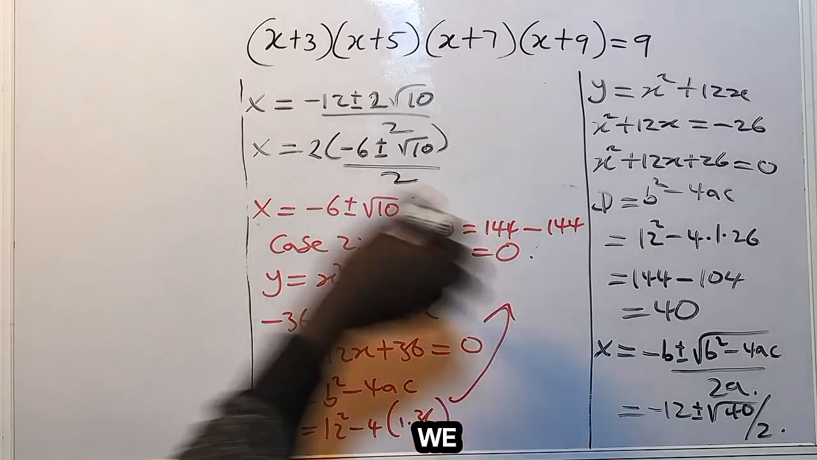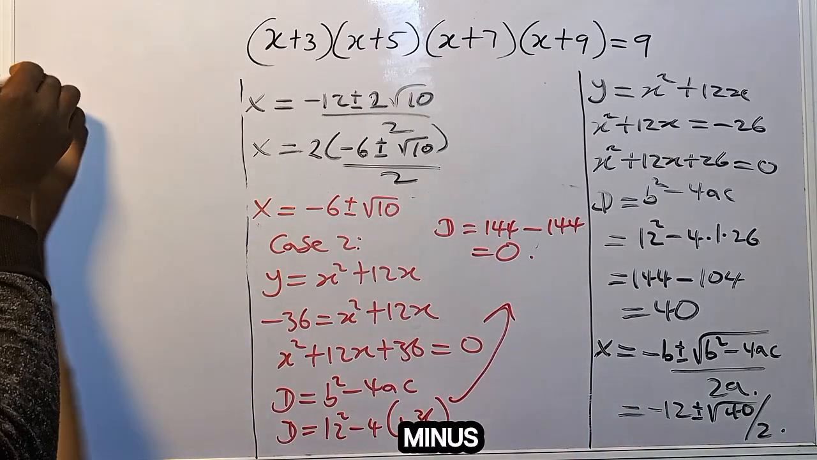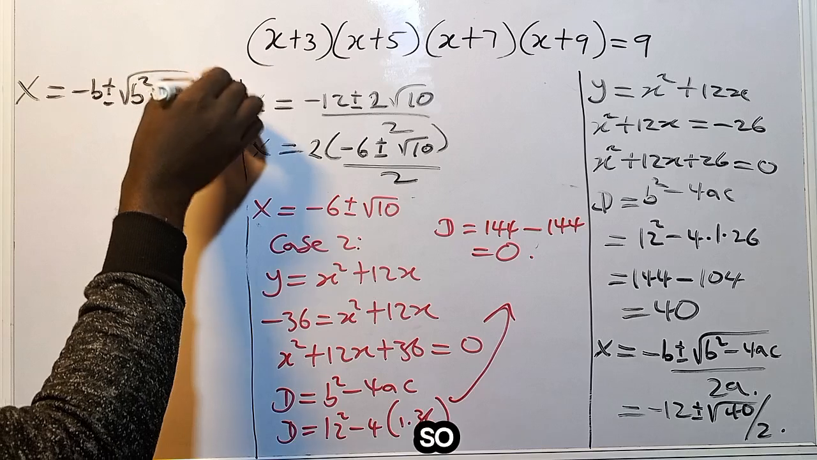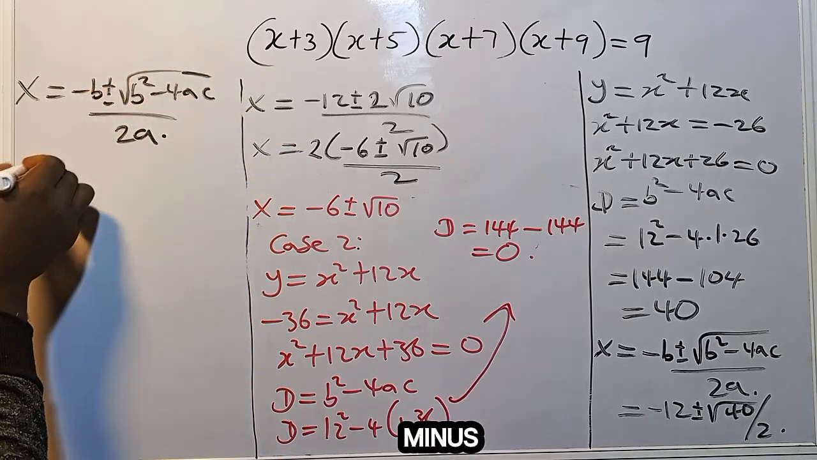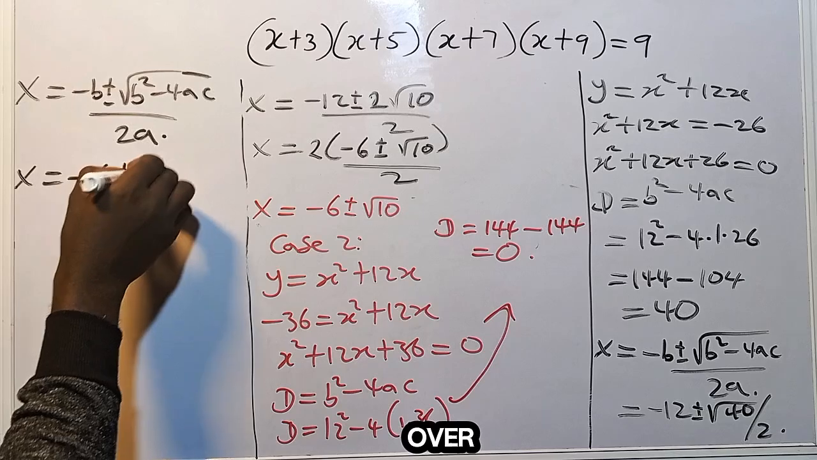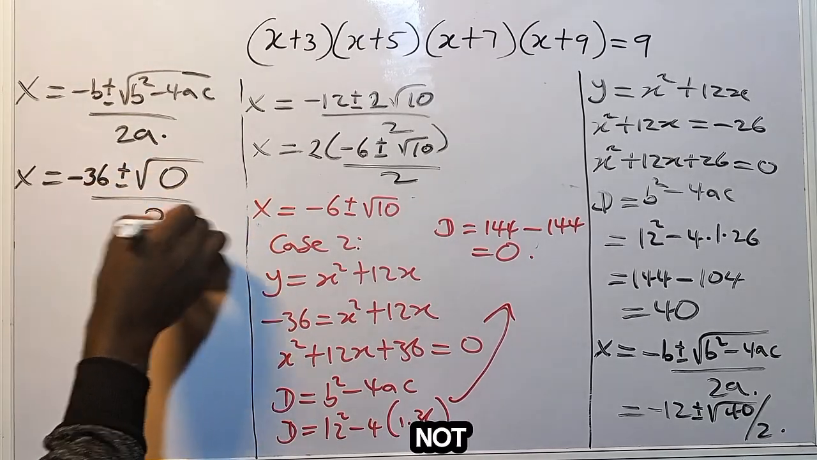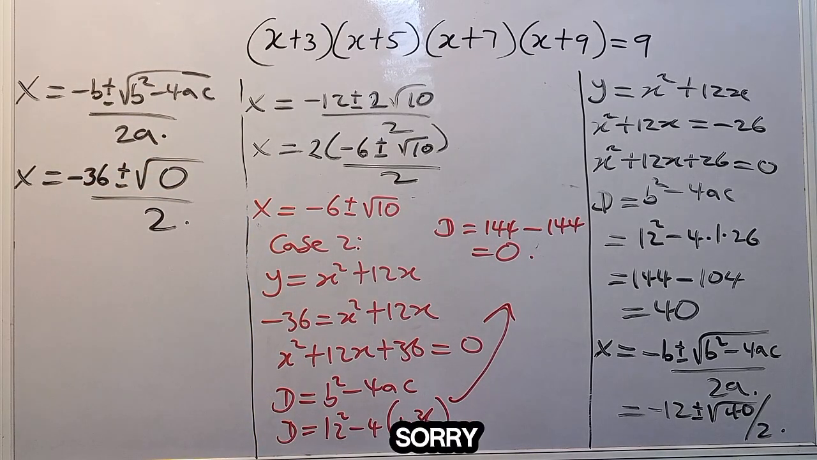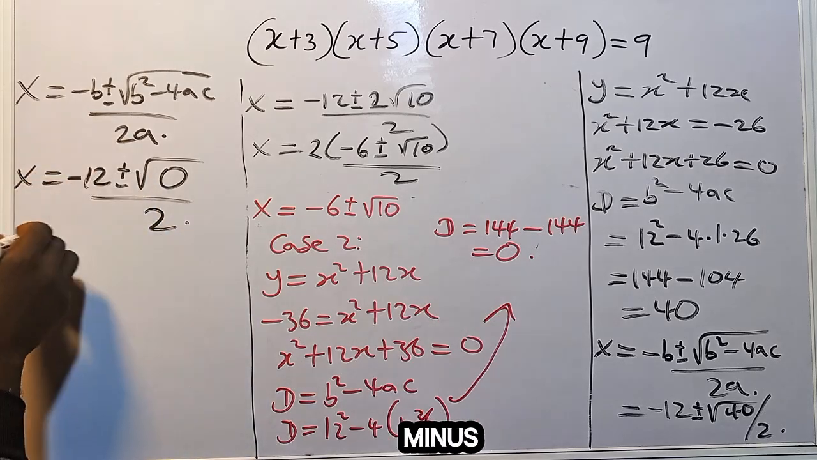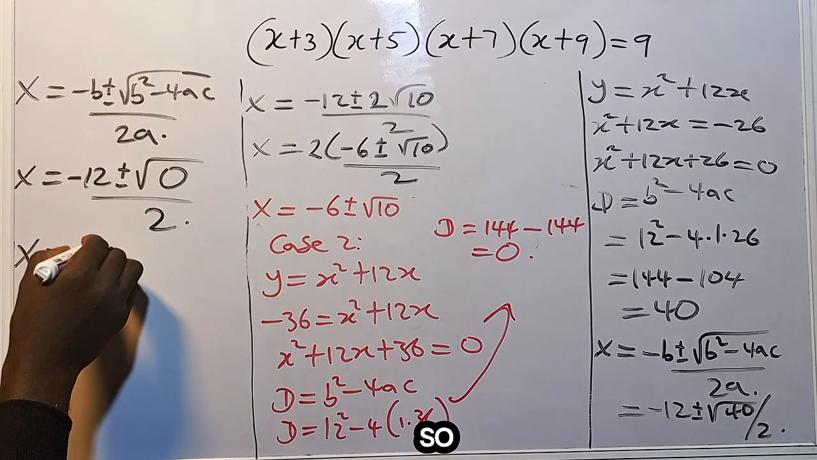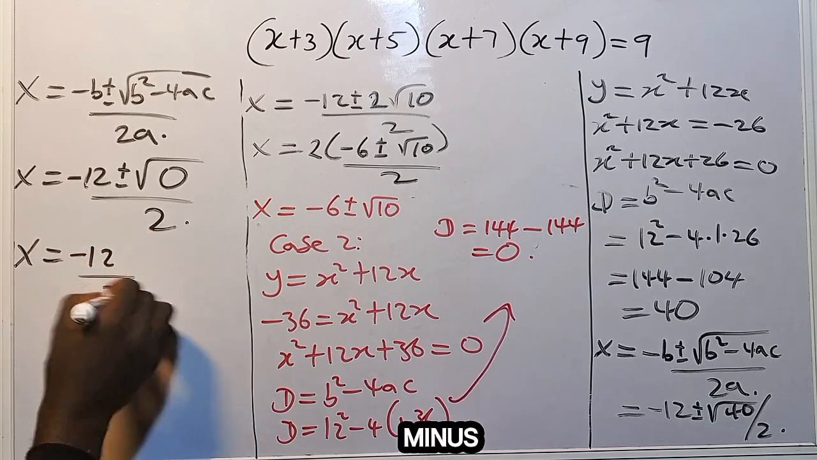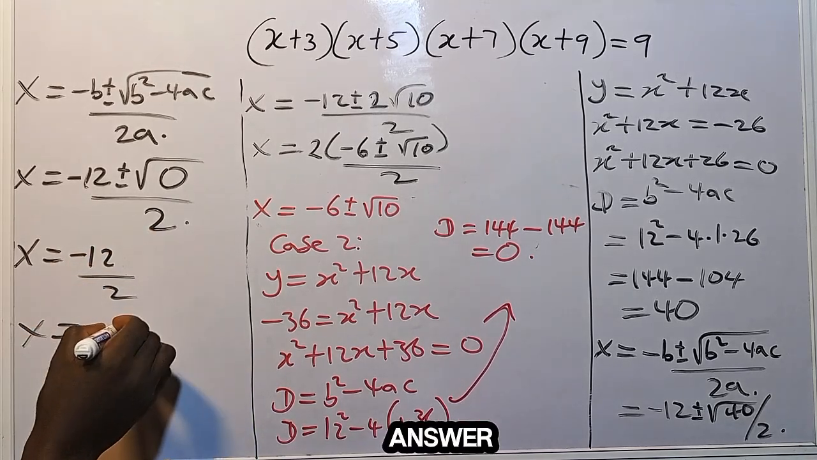Since the discriminant is 0, in order for us to get s, we introduce this formula, minus b plus or minus square root of b squared minus 4ac all over 2a. So s equals minus 12 plus or minus square root 0 all over 2. Here b is 12, so minus 12. Now I have s equals minus 12 plus or minus 0. So 0 is nothing. So you have minus 12 over 2. So s equals minus 6.